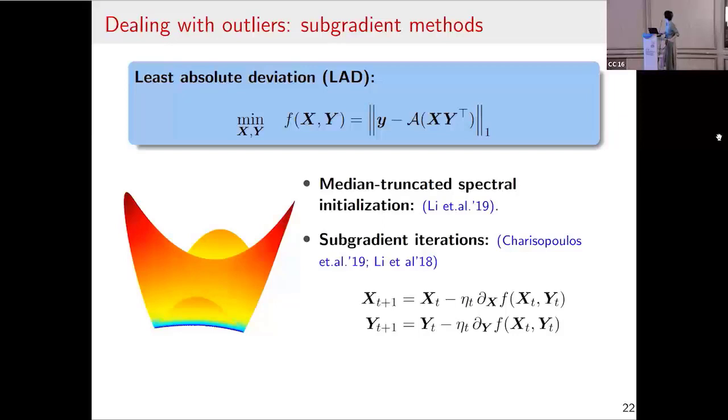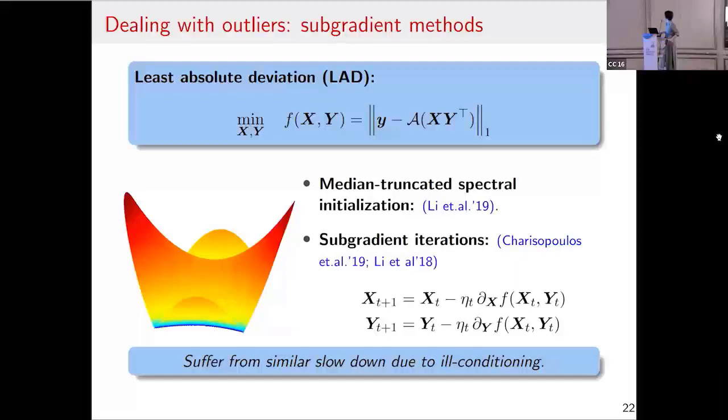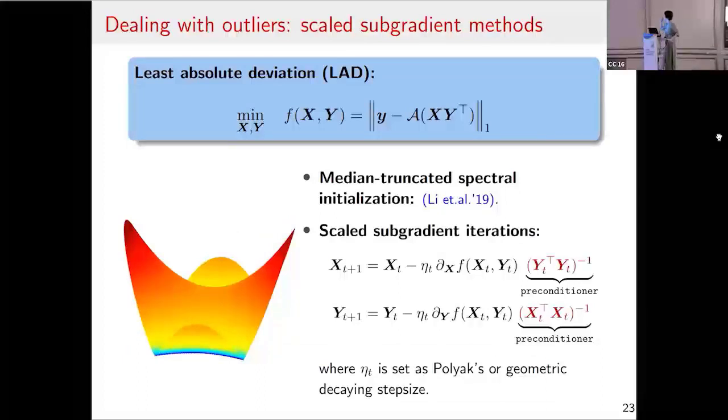For example, in the initialization, you may need to do some sort of robust statistics guided approach. And in the local updates, instead of using the gradient, you may have to use the subgradients. But this approach suffers from similar slowdown due to ill conditioning. And as you can probably predict, what I'm going to do now is, instead of using the vanilla subgradient iterations, add in my preconditioners here in basically the same manner. I'm going to precondition the left factor X using Y transpose Y inverse, and precondition the right factor Y using X transpose X inverse. And typically with subgradient methods, your learning rate cannot be constant, but needs to be carefully set, maybe Polyak or geometrically decaying learning rates.